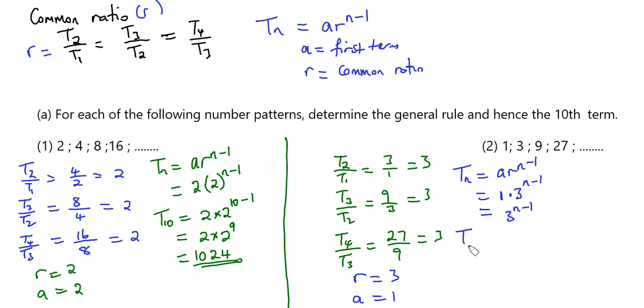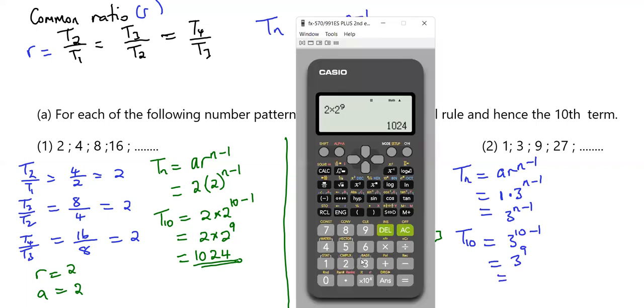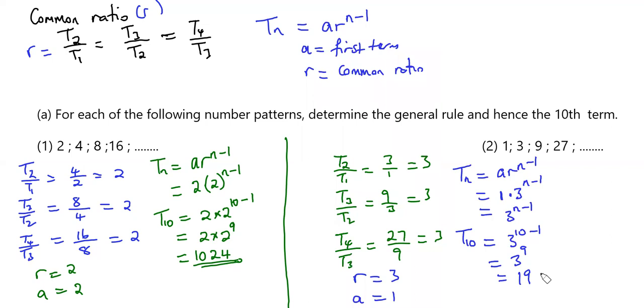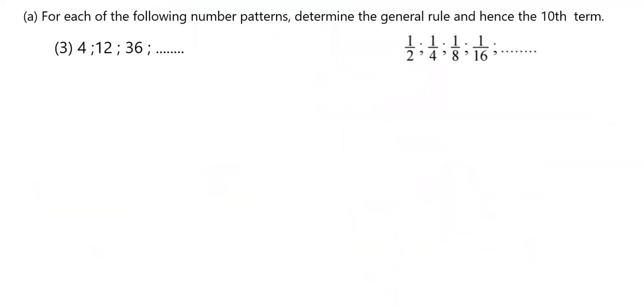So what about T10? Let's see, T10 here is going to be 3 to the power of 10 minus 1. What do we get there? 3 to the power of 9. And what is going to be your answer? You punch it in your calculator. 3 to the power of 9, we get 19,683. That becomes your value. Okay, let's look at the next question here.